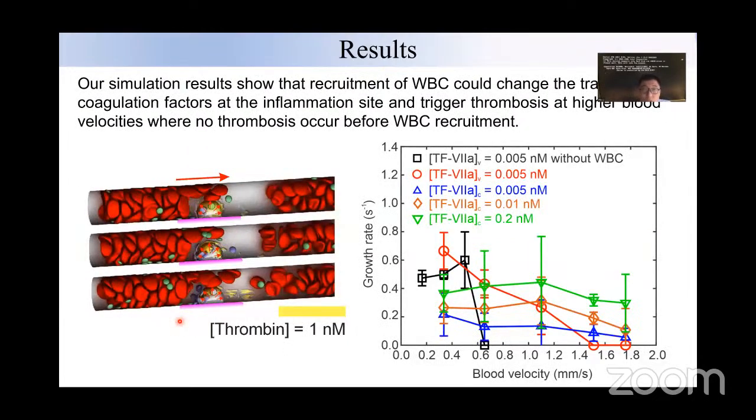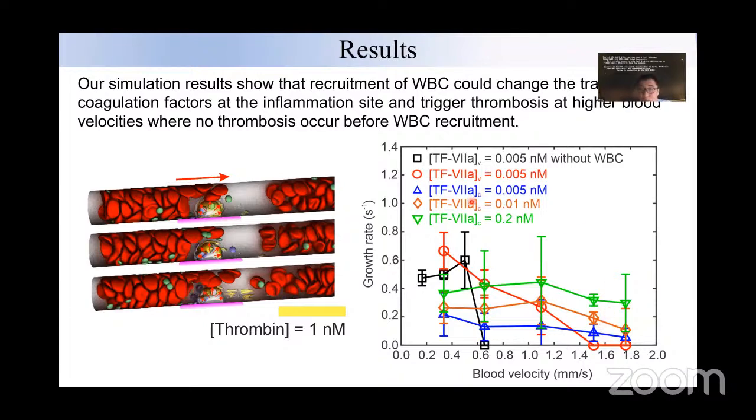In the next case, we make the white cell active. This time the white cell expresses the tissue factor 7A complex itself and triggers the coagulation, so there is no coagulation reaction on the vessel wall. In this case, we also detect thrombus formation and platelet activation. The platelets start to adhere to the white cell.